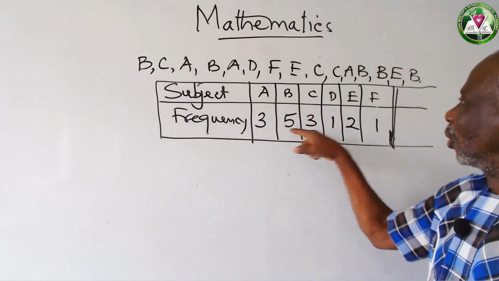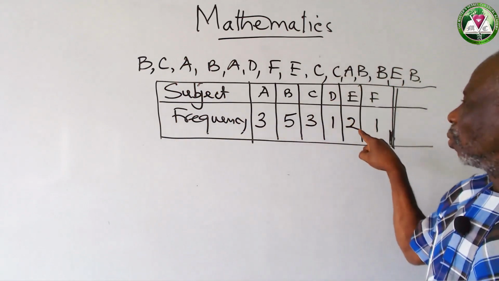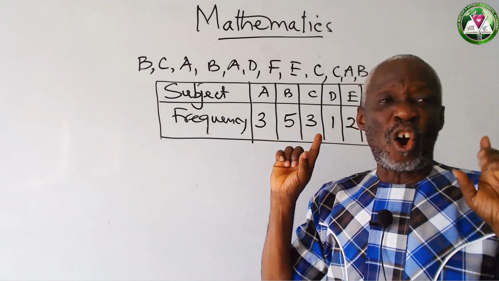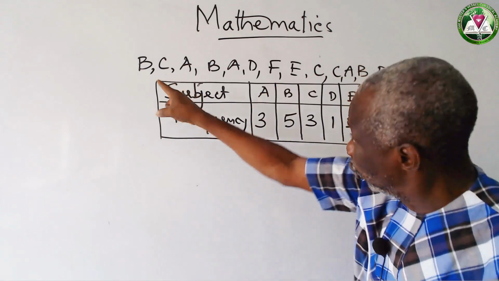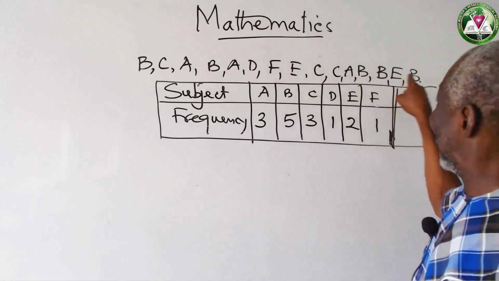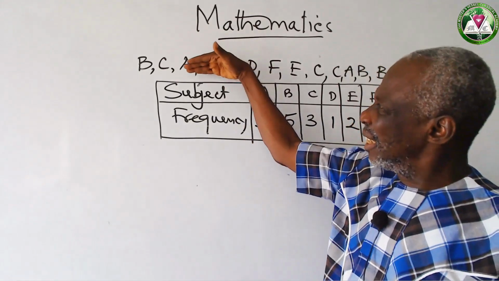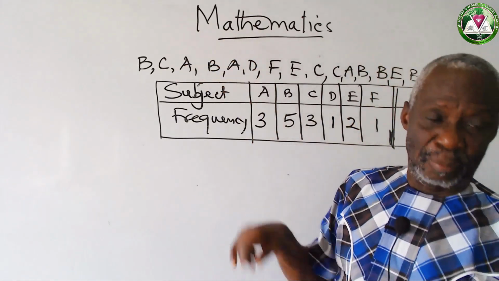Look at the table and go to D. Under D, what is the frequency there? 1. That means D occurred only once. Go through the original list and see whether there's another place you saw D apart from one place. So that is the essence of arrangement.